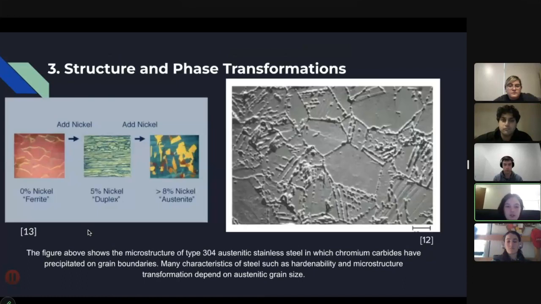We can also take a look at these two pictures over here, which basically show how much nickel is in austenite. At 8% nickel, it's called austenite or 304 stainless steel. Another diagram of grain size is on the right, and grain size is really important for many characteristics of steel, such as hardenability and microstructure transformation, which depends on grain size.